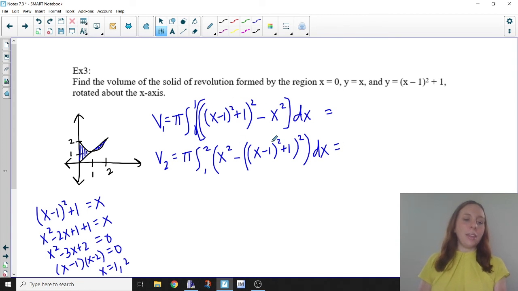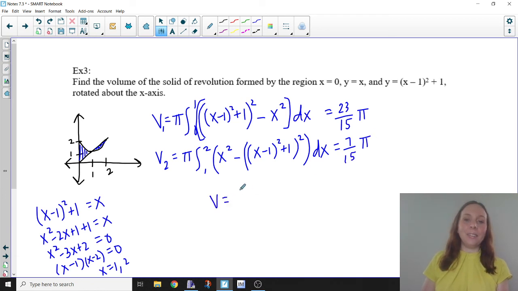Okay, the answer to the first volume is 23 over 15 pi. And the second one is 7 over 15 pi, which when added together just gives us a nice 2 pi answer. 30 over 15 pi, right? Or 2 pi.